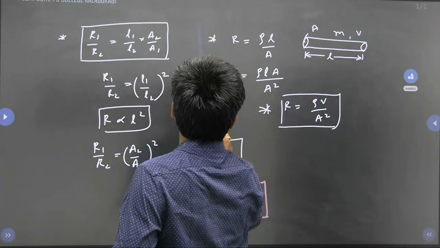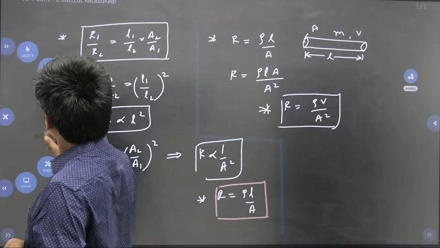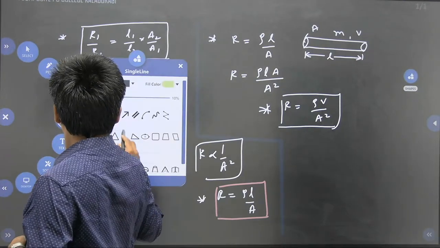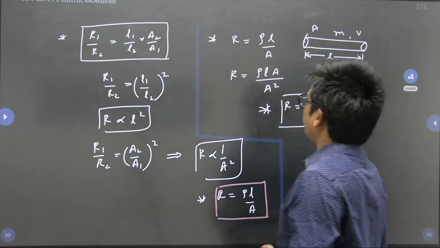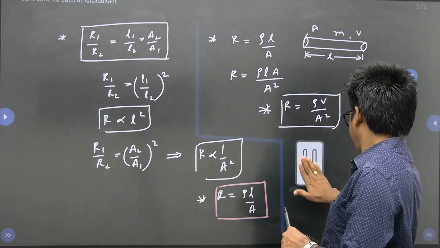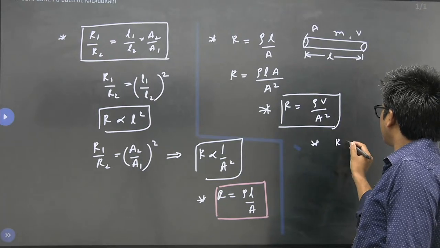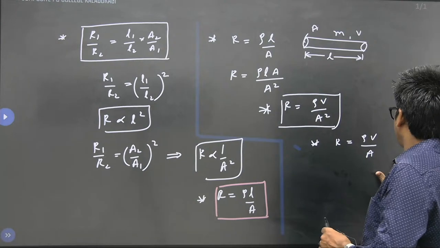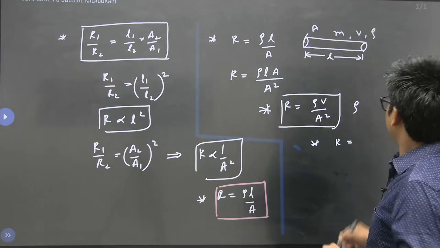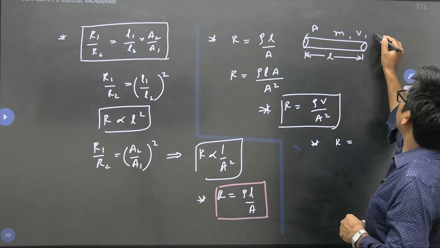So this is in terms of volume. Now, in terms of mass, how do you convert that? R equals rho V by A square. What is the density here? Let me write the density of this material. Because rho is the resistivity, let me write the density as D.